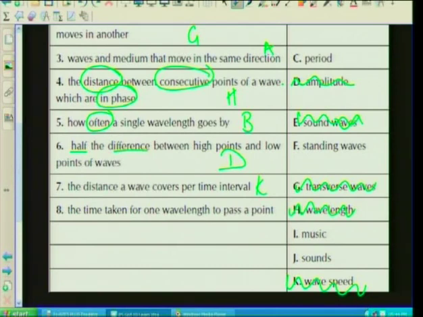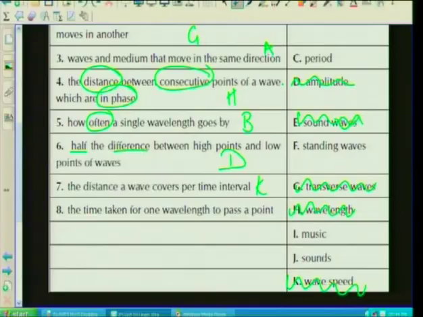Number 8, the time taken for one wavelength to pass a point. In other words, we're looking at a point, we have a stopwatch, and the top of the crest comes past, we press start on the stopwatch, and we watch, and we watch, and we watch, till the start of the next crest comes past, and we stop the stopwatch. What have we done? We've measured the period of the wave, C. This was a great question because it really brought together all the important terminology that you've learned over the last 2 lessons, which is so, so important.